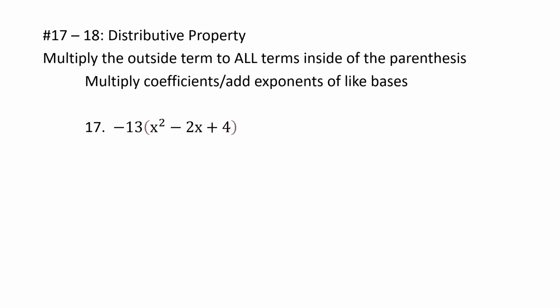So let's look at number 17. You have a term on the outside of the parentheses and you have a term on the inside of the parentheses. And what you have to do is just take this negative 13. Make sure that when you have something outside that you pay attention to the sign, because that negative is with the 13. So it's negative 13 times x squared, negative 13 times negative 2x, negative 13 times positive 4. So negative 13 times x squared, negative 13x squared, negative 13 times negative 2, positive 26. Negative 13 times 4 is negative 52, and that is it.